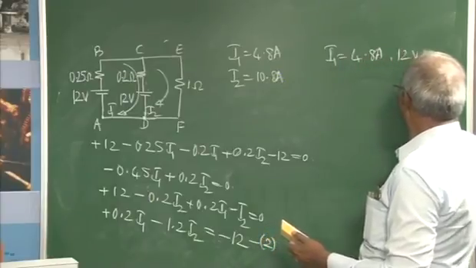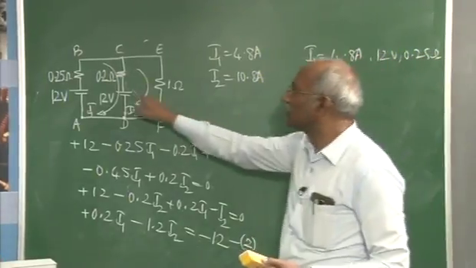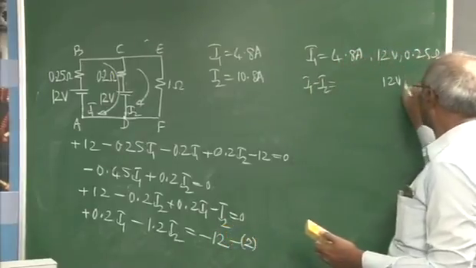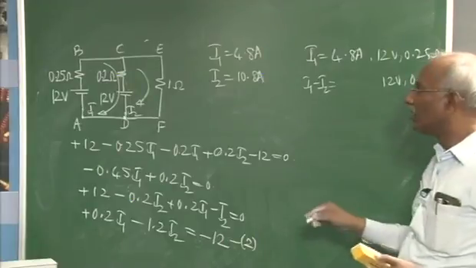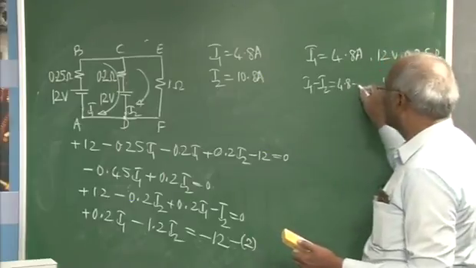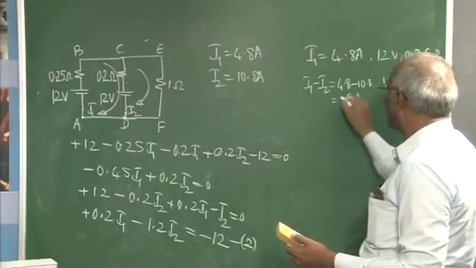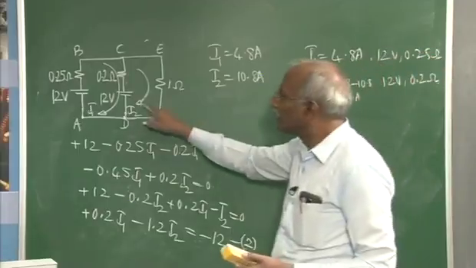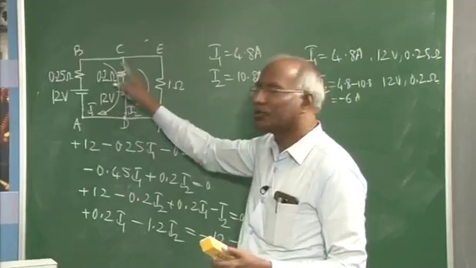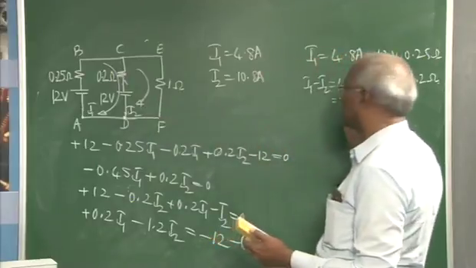This is 12 volt battery with 0.25 ohm internal resistance. When it comes to this, it is I1 minus I2, that means this is the current in the 12 volt battery with 0.2 ohm resistor. I1 being 4.8 minus 10.8 comes to minus 6 amperes. The current is not in the direction of I1, it is flowing in the opposite direction. So the current will be in the direction of I2 itself, that will be 6 amperes.